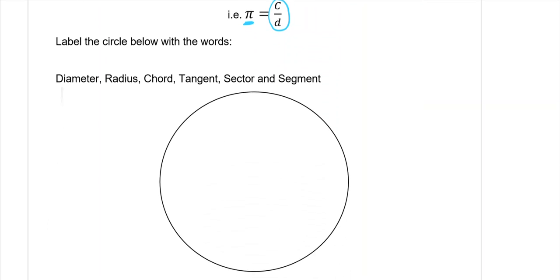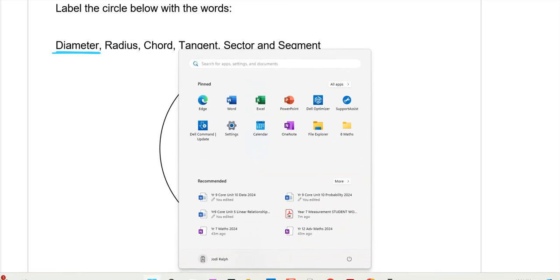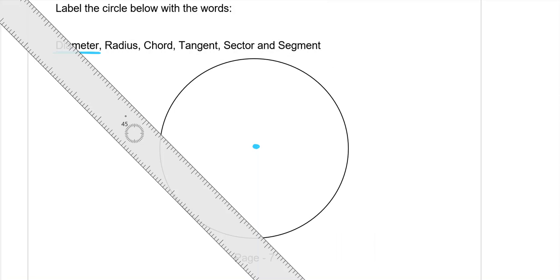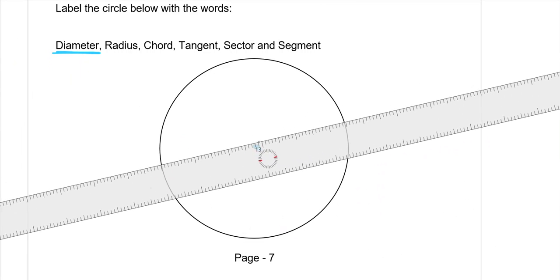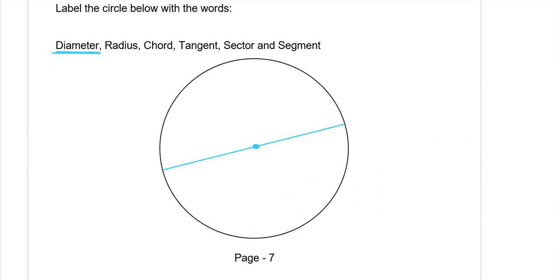Okay, so here is our circle where we want to label all of those terms that we were learning about a moment ago. So the first word we want to put on our diagram is diameter. To do this, I'm going to need to try and put a dot in the center of my circle where the center should be. And then I'm going to rule a line from one side to the other. So there we go, from one point on the edge of the circle to the other, that line is a diameter.